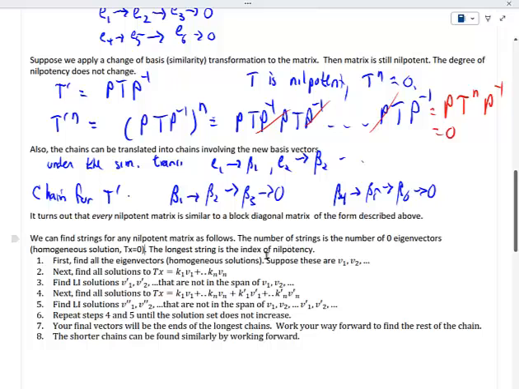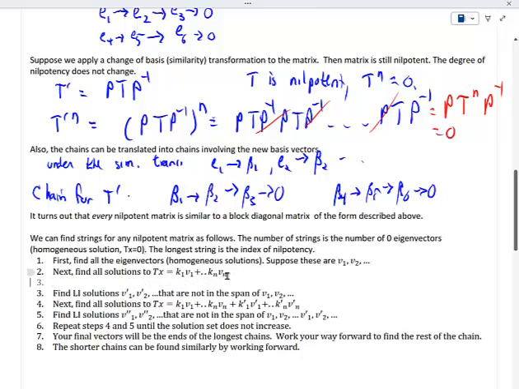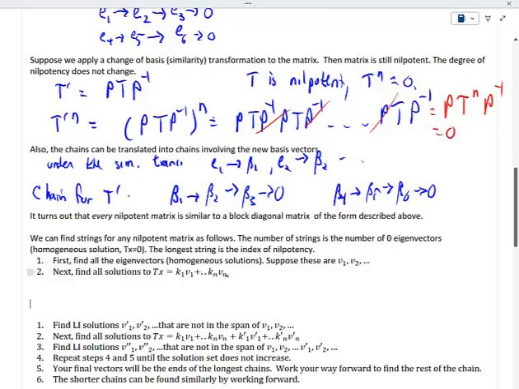So we start the process by finding all the eigenvectors, which are the homogeneous solutions, and suppose these are v1 through vn. At the next stage, we want to go to all of the vectors that map to these homogeneous vectors. So we want to find all solutions to Tx equals k1 v1 plus ... plus kn vn.